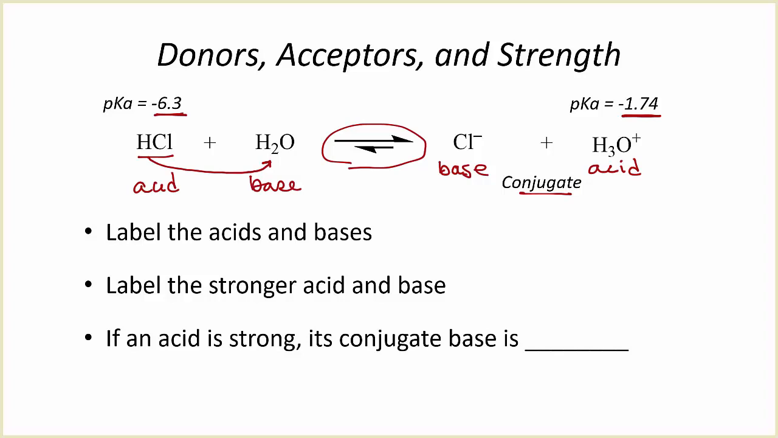Sometimes we'll write equilibrium arrows that look like this to show that the equilibrium is favoring the product side. Now, again, the stronger acid is HCl, and the stronger base then is H2O, because H2O was more likely to accept the proton than Cl minus is. There's a general principle that comes out of this: if an acid is strong, its conjugate base is weak. And the opposite is also true. If an acid is weak, its conjugate base is strong.